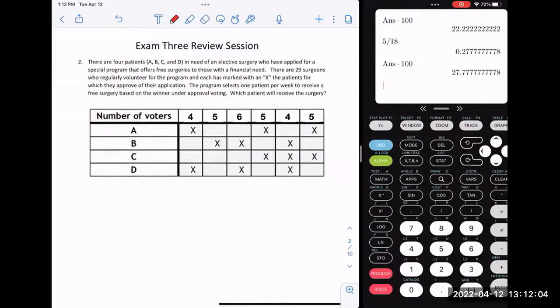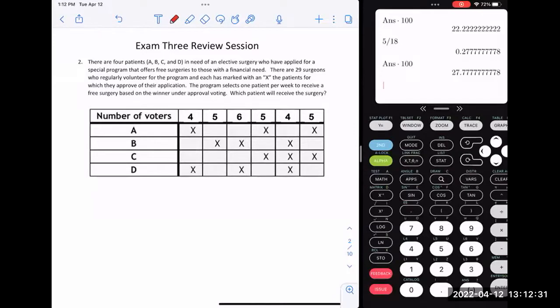All right, so then we're going to get into the different voting methods. This one is the approval voting. So in this case, it says there's 4 patients, A, B, C, and D, in need of an elective surgery who have applied for a special program that offers free surgeries to those with a financial need. So there are 29 surgeons who regularly volunteer for the program, and each has marked with an X the patients for which they approve of their application.